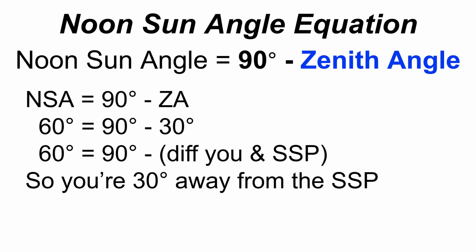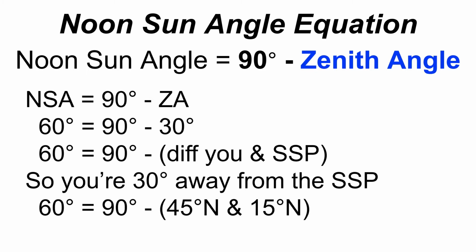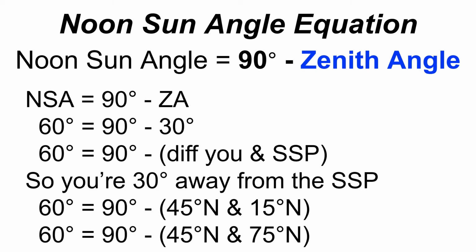Now, the people in this class who are really good at math would have realized there are 2 solutions to this, because all I've said is you're 30 degrees away from the subsolar point. You could be 30 degrees north, or you could be 30 degrees south. So the difference between 45 north and 15 north is 30 degrees, so the subsolar point could be 15 degrees. The other solution would be if the subsolar point was at 75 north, that would also be 30 degrees away from 45 north.